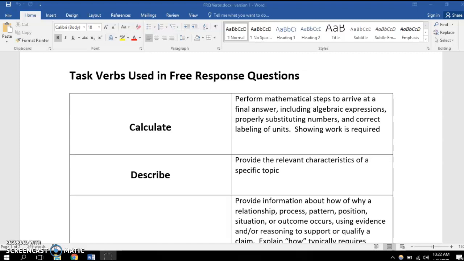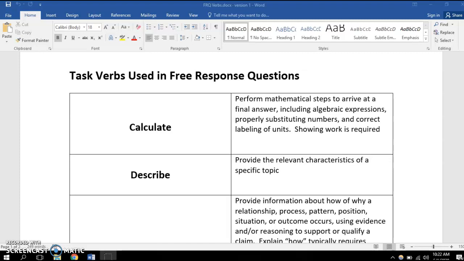And we're not going to have any math questions on the FRQ, so I don't think that you're going to see this task verb. But if you do, make sure that you are labeling your units and showing your work. But I don't think that there are going to be any calculations. Hooray! Something you might see is the verb describe.